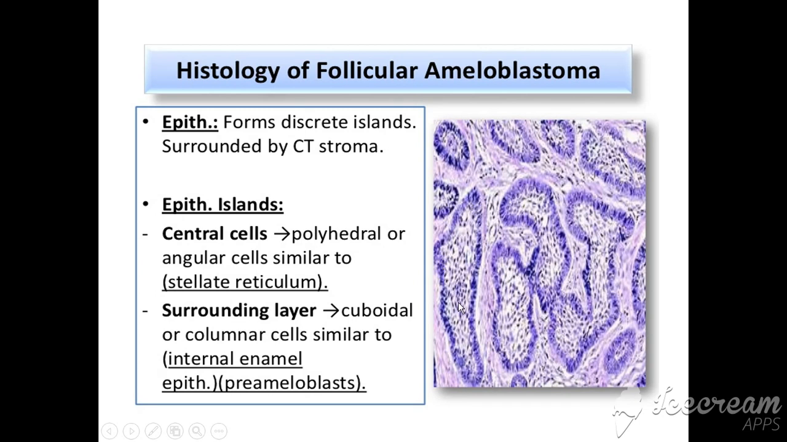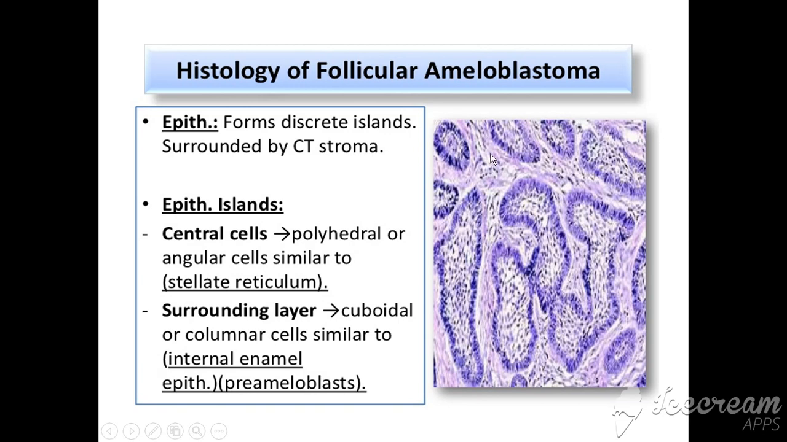One is the surrounding layer resembling the inner enamel epithelium, which signifies their origin from the tooth structure or tooth forming organ, as the name ameloblastoma suggests. The second component of the epithelial island is called the central cells. These cells are polyhedral in shape and resemble the stellate reticulum, giving more of a clue towards their origin from the tooth forming organs.